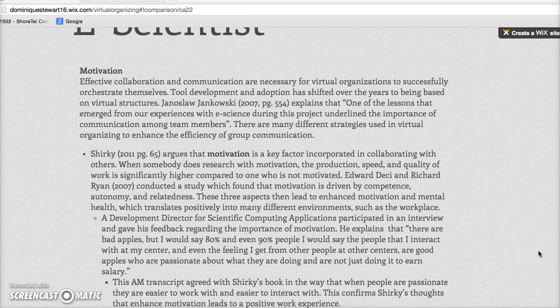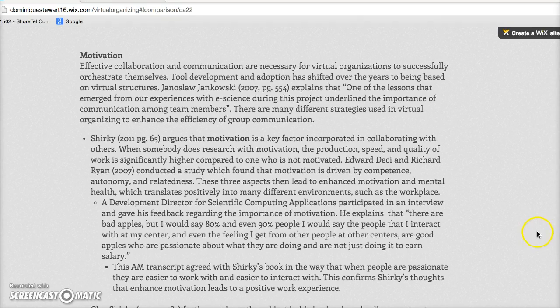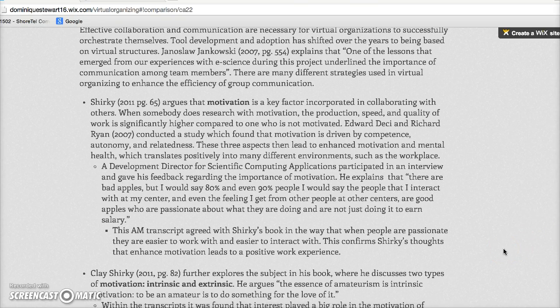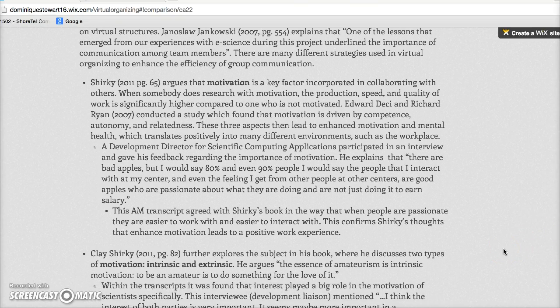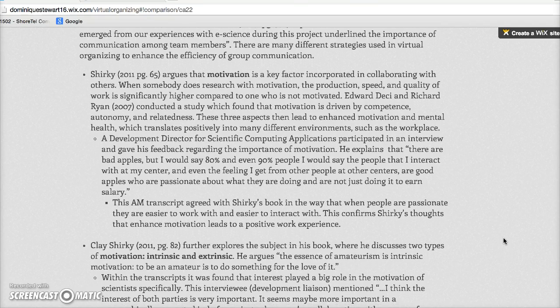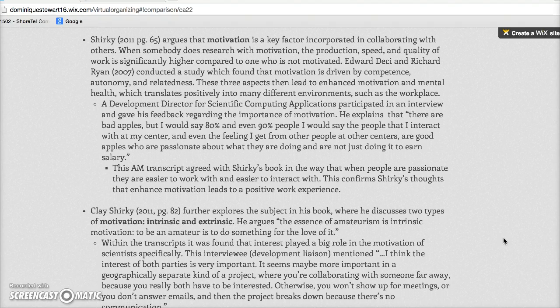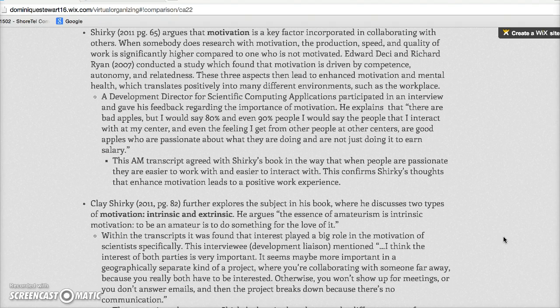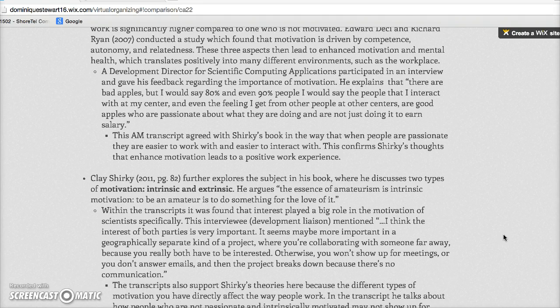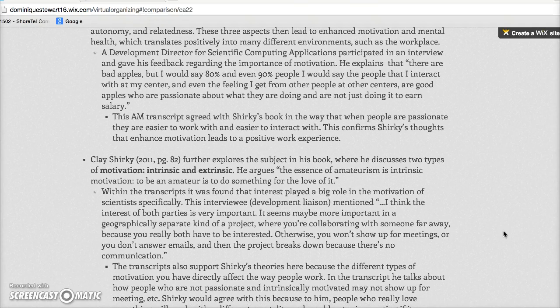The transcripts also support Shirky's theories because the different types of motivation you have directly affect the way people work. In the transcripts, one scientist talks about how people who are not passionate and intrinsically motivated may not show up for a meeting, etc. Shirky would agree with this because, to him, people who really love something will work with a different mentality and would not miss a meeting if it was necessary for production.